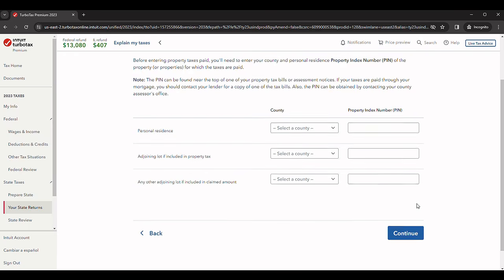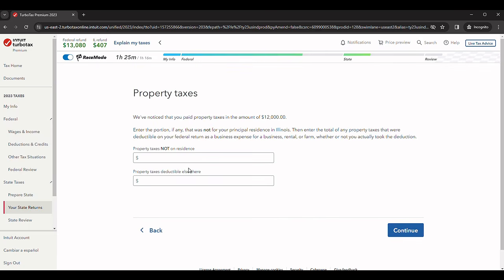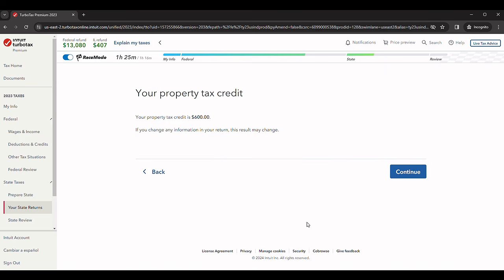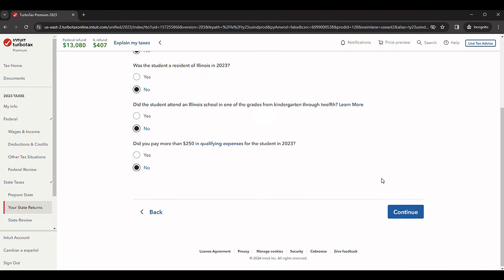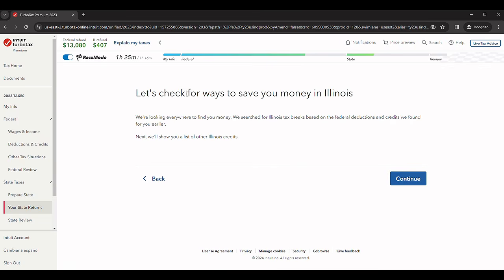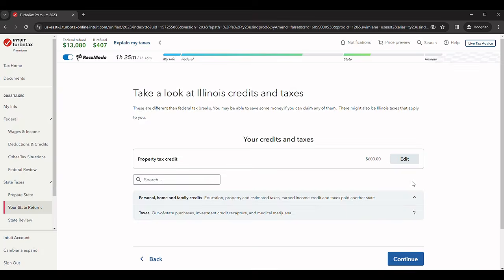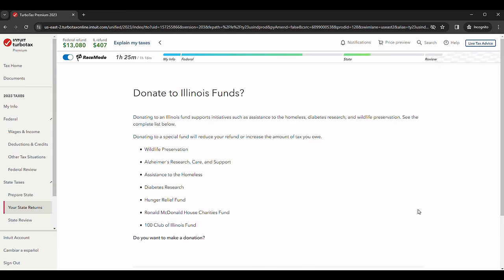And if you want to claim that credit, you got to put this information in. I'm going to bypass that. See ya. Boom, $600. That pumped me up to a refund now. You see that? Okay, education credit. No. We're not doing this. No credit. Fine. Okay, well, I just walked you through Illinois. I guess not done yet, but you know what? We're going to continue. See ya.